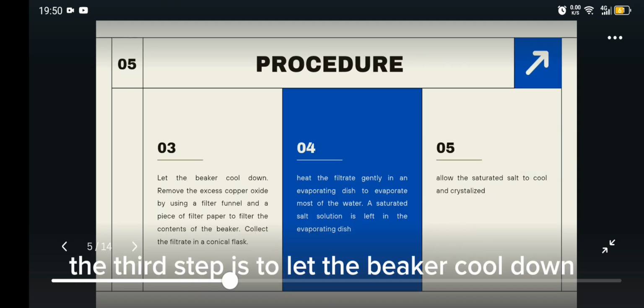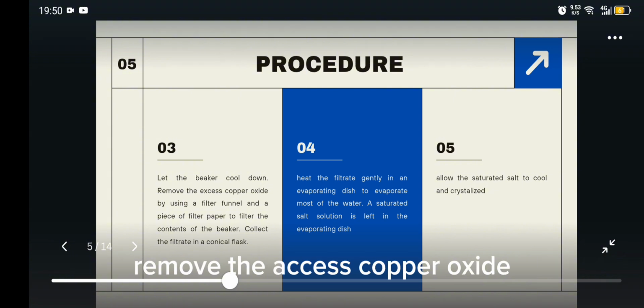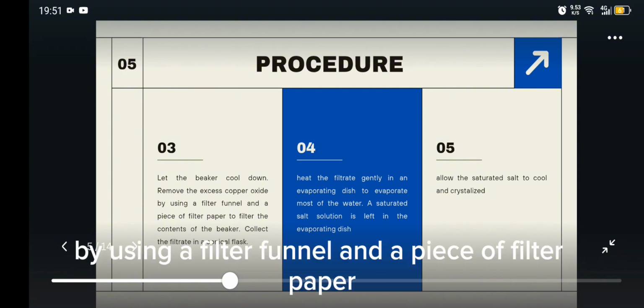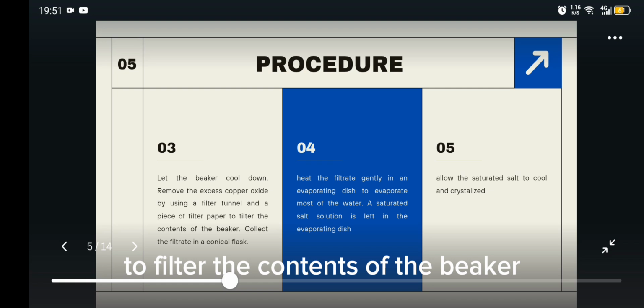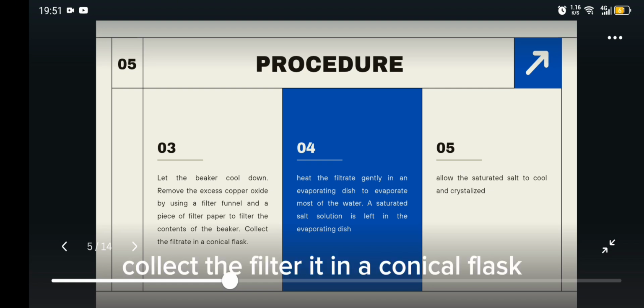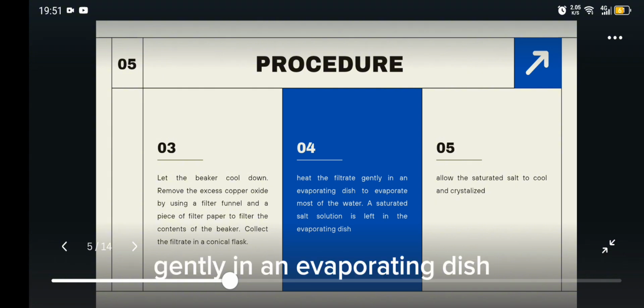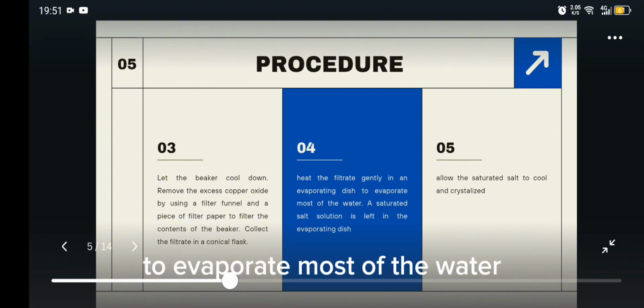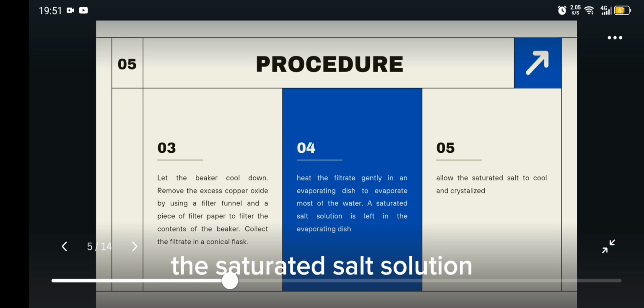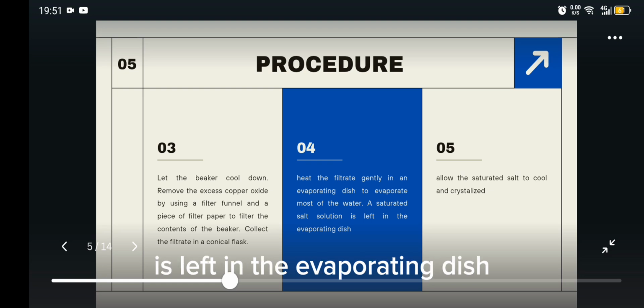The third step is to let the beaker cool down. Remove the excess copper oxide by using a filter funnel and a piece of filter paper to filter the contents of the beaker. Collect the filtrate in a conical flask. The fourth step is to heat the filtrate gently in an evaporating dish to evaporate most of the water. A saturated salt solution is left in the evaporating dish.